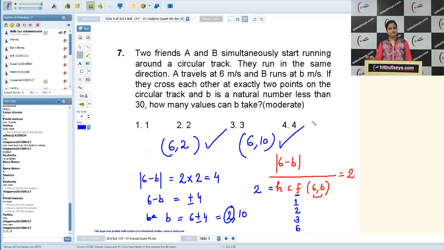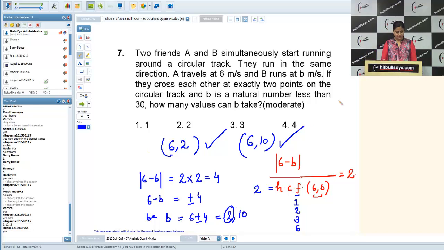Similarly, you will calculate for 3 and 6. Only one more value you will get, that is 18. That's why we have got only 3 values of B. You got that? That is a plain usage of the formula only, the shortcut only. Clear? Should I move further, guys? Okay. Let us move.